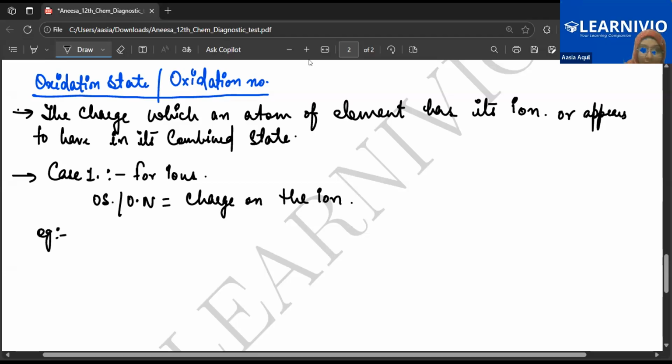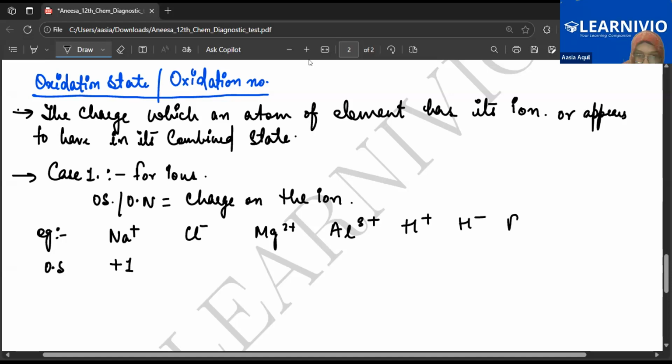For example, if the ion is Na plus, I am writing the oxidation state here. What will be the oxidation state? Its oxidation state will be +1. Now, if it is Cl minus, Mg2 plus, aluminium 3 plus, H plus, H minus, F minus, O2 minus, and N3 minus.